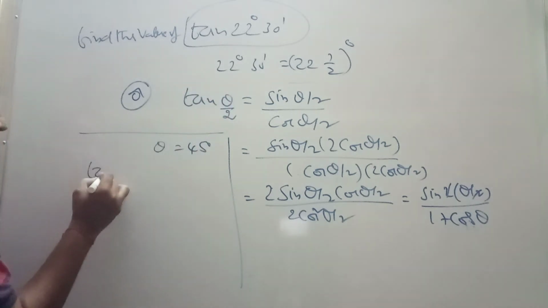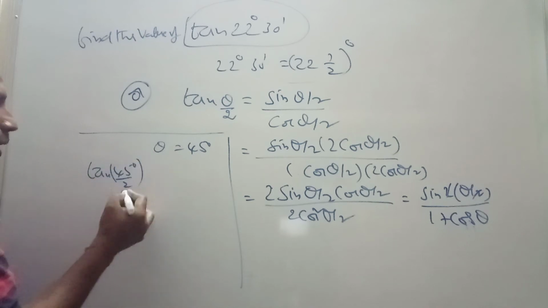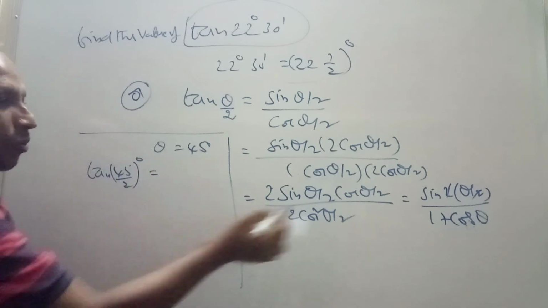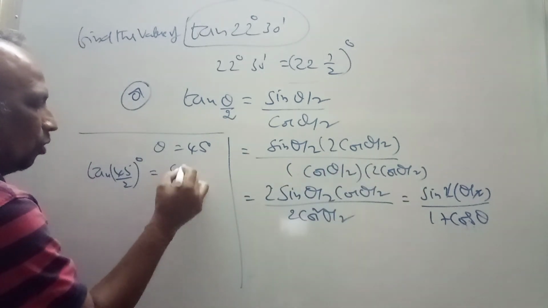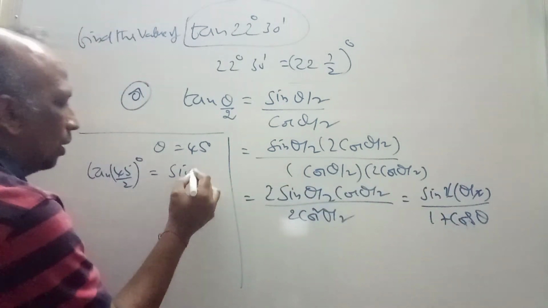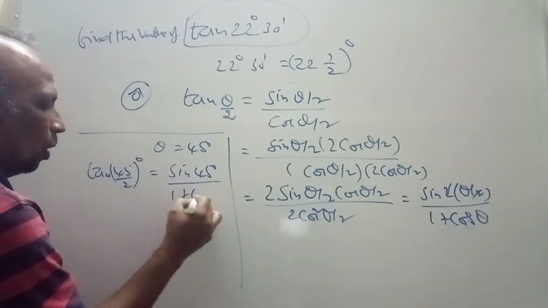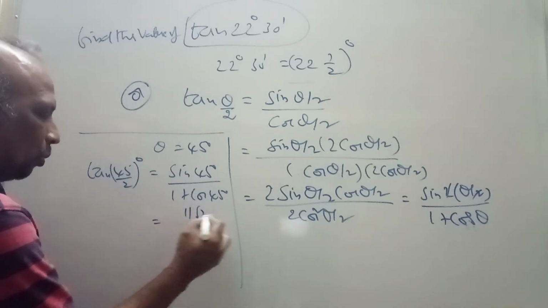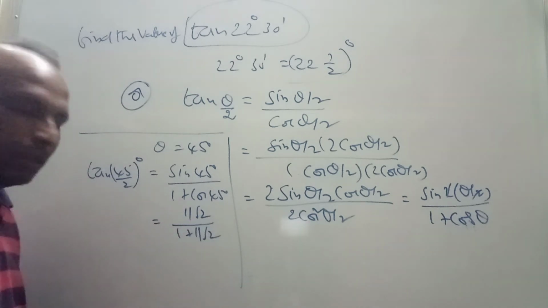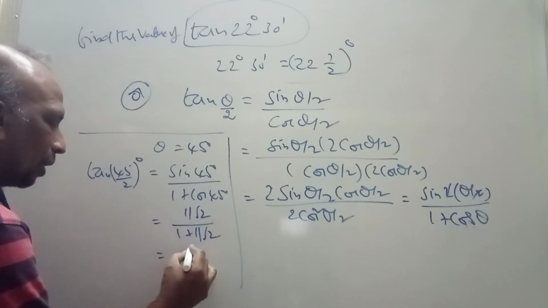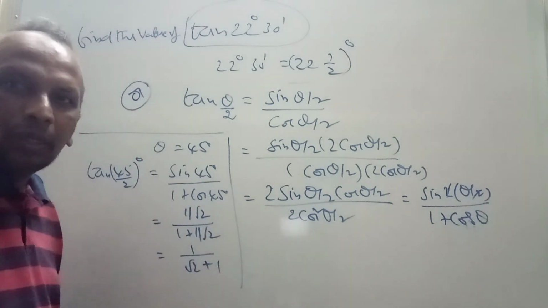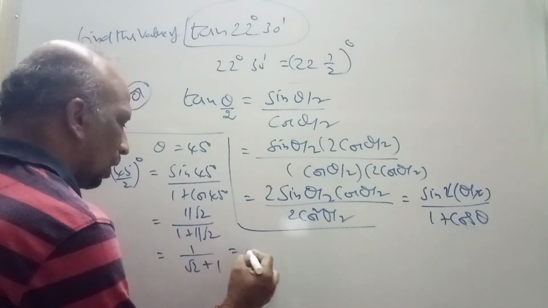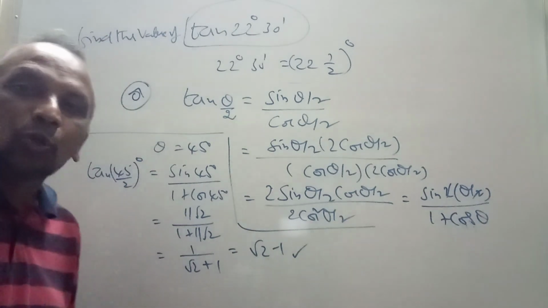Then this side will become tan 45 by 2 degrees, right? This is equal to sin 45 by 1 plus cos 45 degrees. So I can write 1 by root 2 by 1 plus 1 by root 2. If you simplify, root 2 can cancel, giving 1 by root 2 plus 1. Previously we got something, so you rationalize this. If I rationalize this, you will get root 2 minus 1 only. Both ways give the same answer.